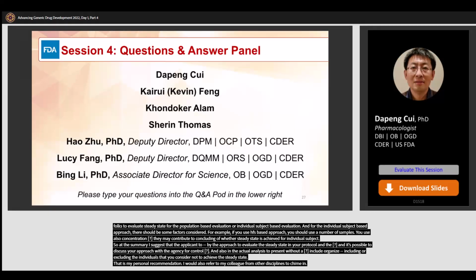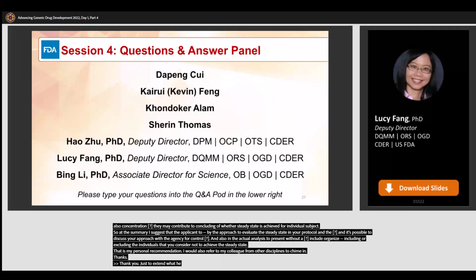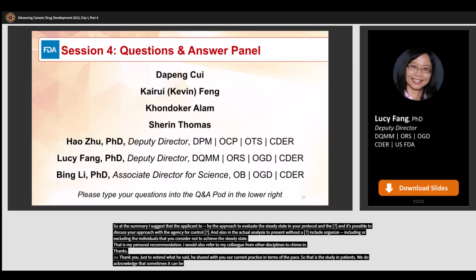Thank you, Dapeng. Just to extend what Dapeng just said, Dapeng actually shared with you our current practice in terms of the PK steady state BE study in patients. We do acknowledge that sometimes it can be pretty challenging to conduct steady state BE studies in patients, particularly for long-acting injectable products.